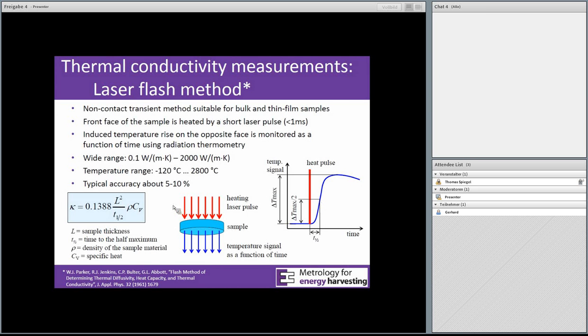Then using this equation, you can determine the thermal conductivity, but only if you know the density of the sample material and specific heat. So you need to determine those separately or use some numerical values found in literature, but for many new materials, there might be no such information available.